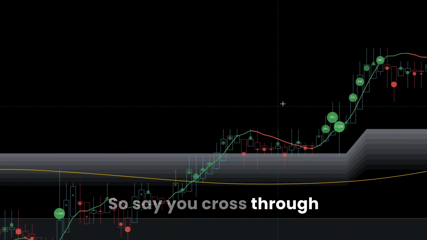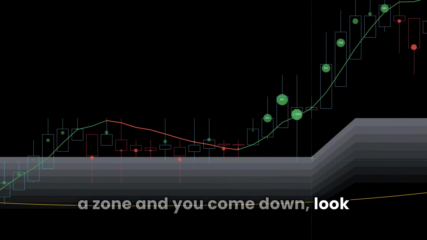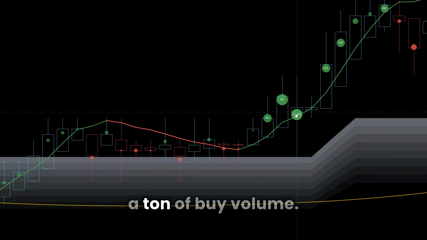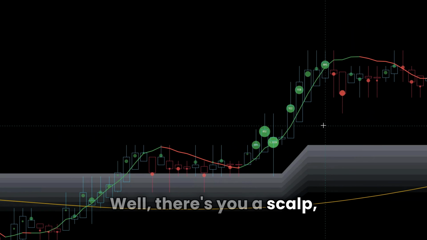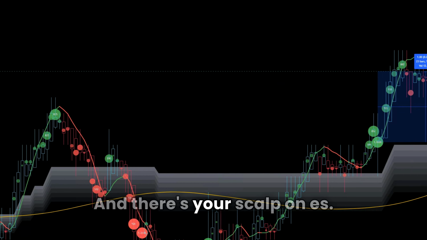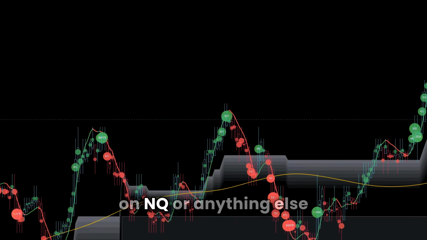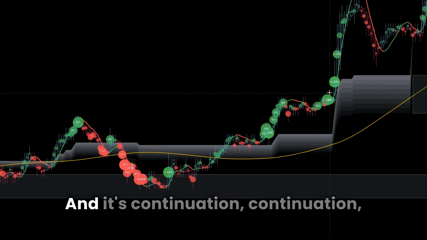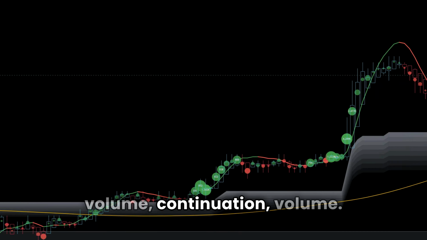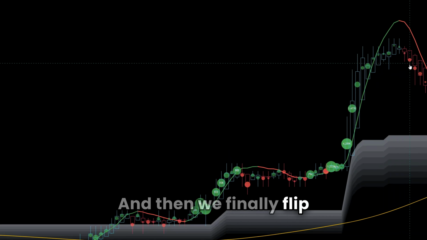So say you cross through a zone and you come down, look at this candle wick, and then all of a sudden you have a ton of buy volume. Well, there's you a scalp, a really nice scalp right here. Boom. There you go. And there's you a scalp on ES, and this will also work on NQ or anything else you want to use it for. And it's continuation, volume, continuation, volume. And then we finally flip over to bearish volume.